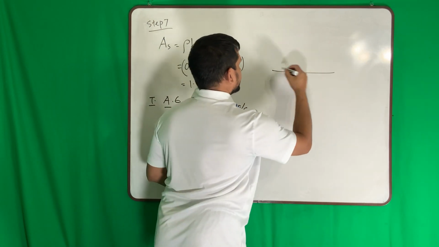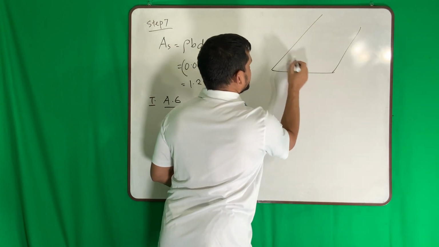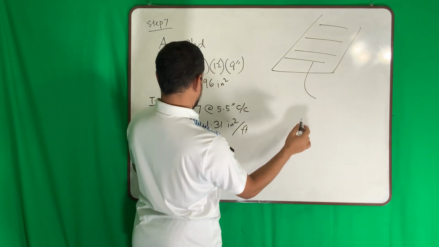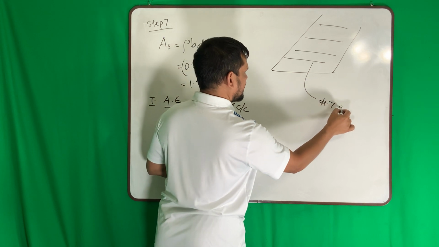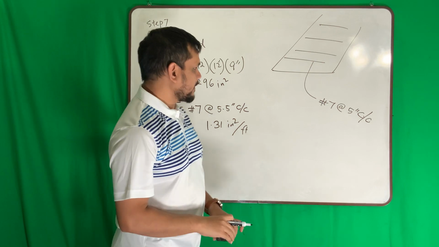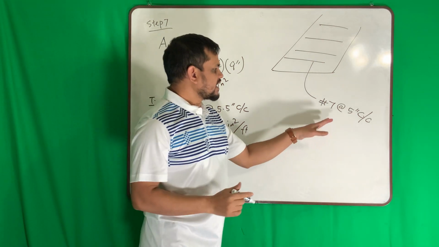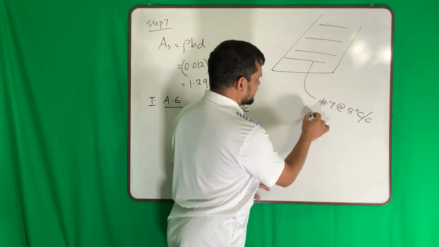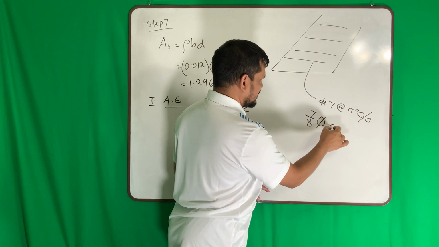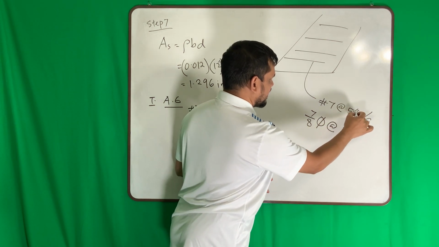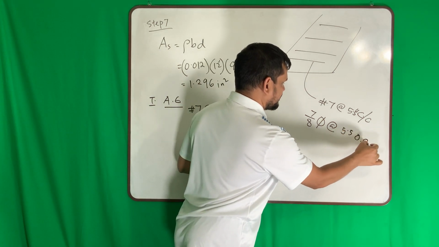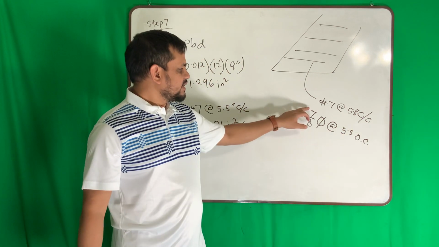So if I draw the slab again, the slab was like this. So this way my reinforcement will be number 7 at the rate of 5 inch center to center. Sometimes we represent it like this, 7/8 dia at the rate of 5.5 inch, I think 5.5. Sometimes we write it this way, 7/8.